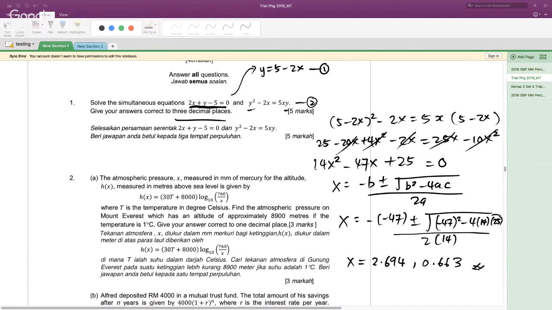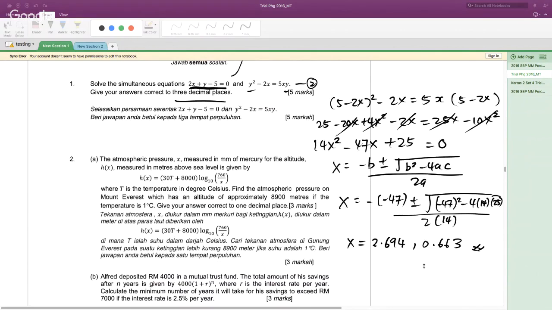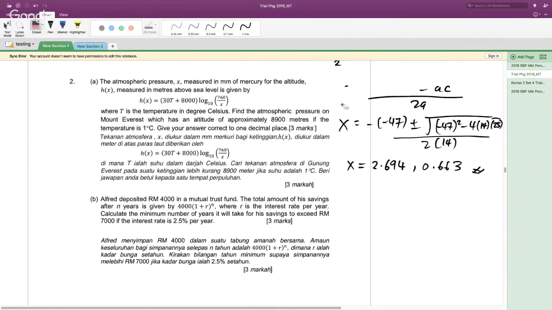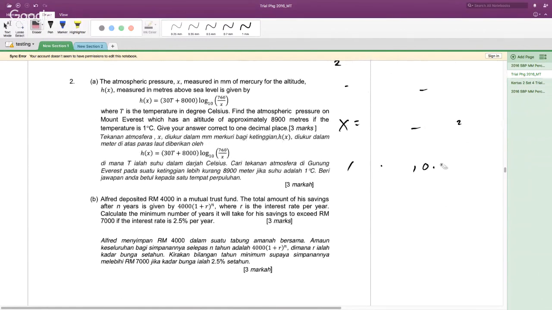Okay, so that's all for the first question. Okay, so let's move on to the second question over here. So I will just erase whatever I have here.